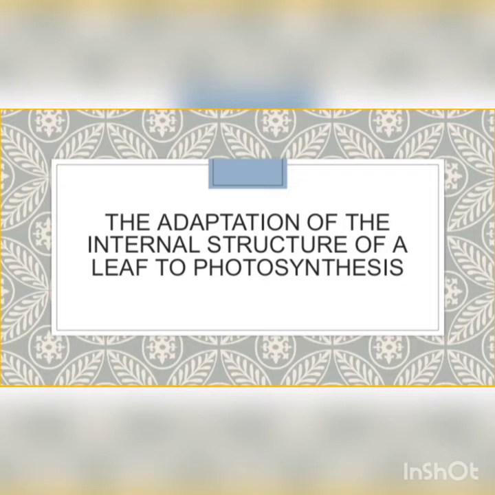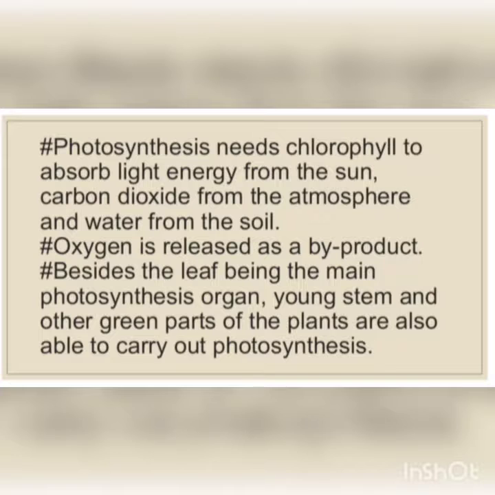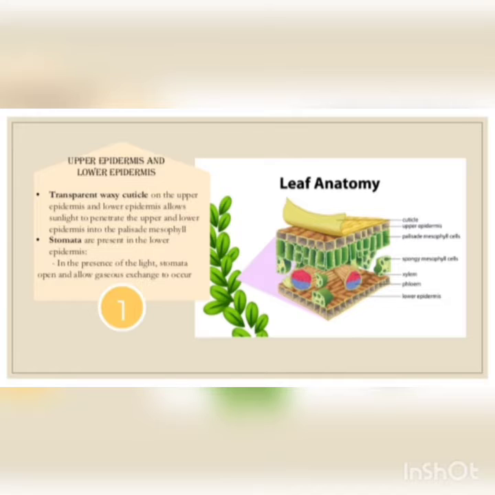The adaptation of the internal structure of a leaf to photosynthesis. Photosynthesis needs chlorophyll to absorb light energy from the sun, carbon dioxide from the atmosphere, and water from the soil. Oxygen is released as a byproduct. Besides the leaf being the main photosynthesis organ, young stem and other green parts of the plants are also able to carry out photosynthesis. First, upper epidermis and lower epidermis.